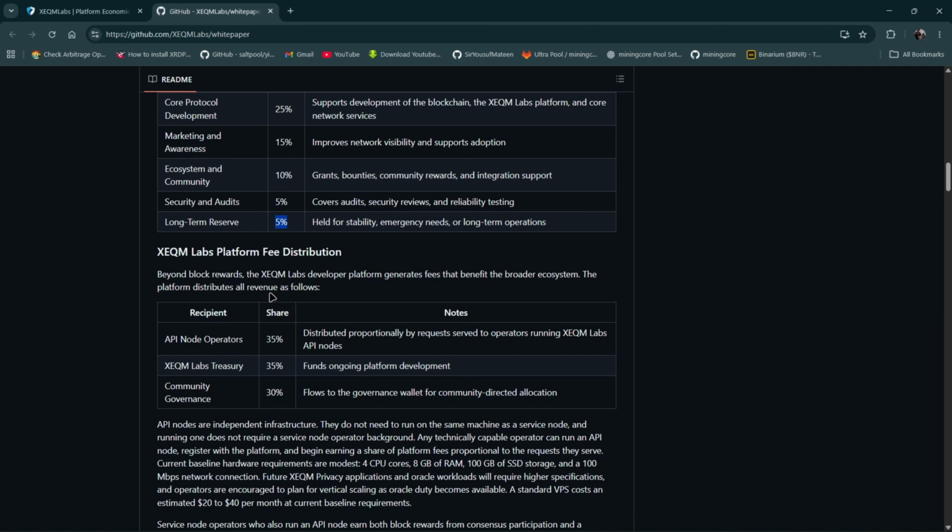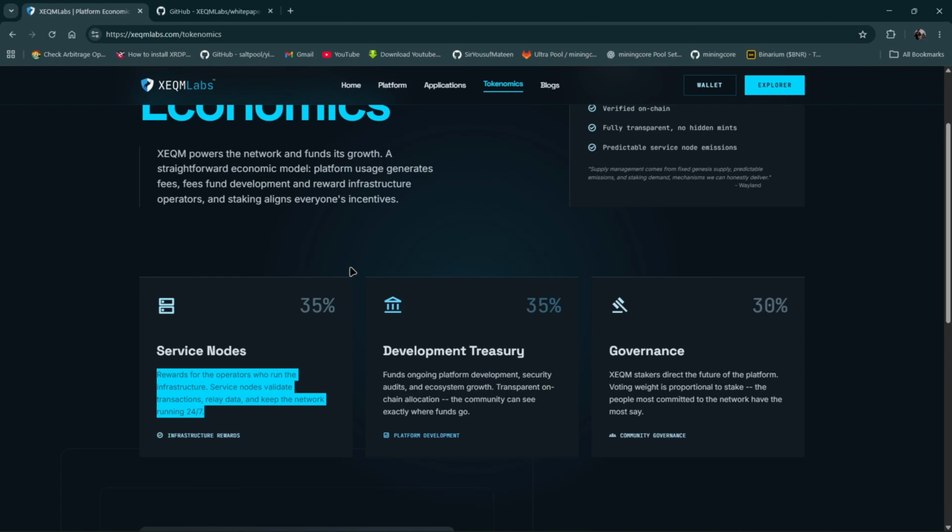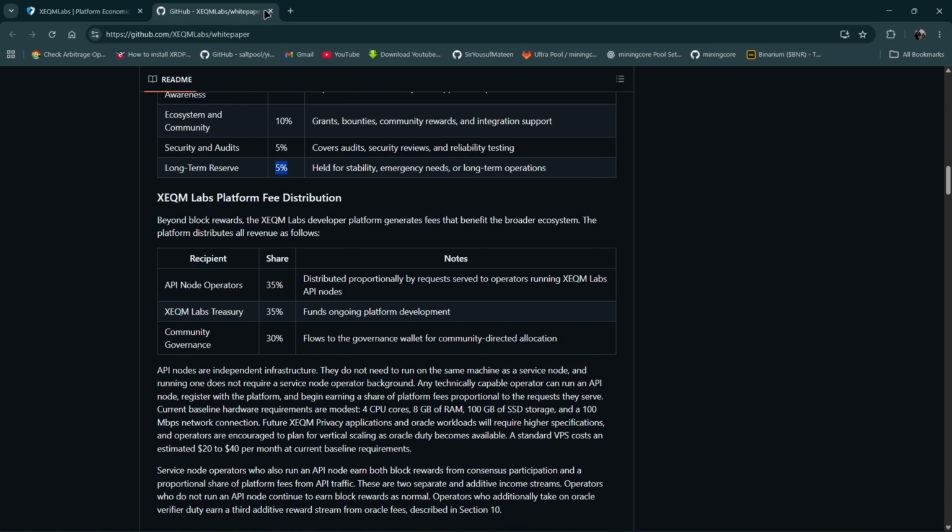On block rewards, the XEQM Labs developer platform generates fees that benefit the broader ecosystem. The platform distributes all revenues as follows. So these are the fees that we saw over here: 35, 35, and 30%. That was the developer fees. API node operators get 35% of the fees, distributed proportionally by requests served to the operators running XEQM Labs API nodes. Now the XEQM Labs Treasury gets 35%, which funds ongoing platform development.